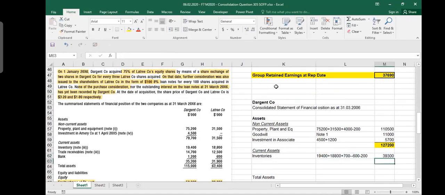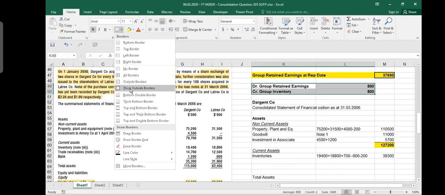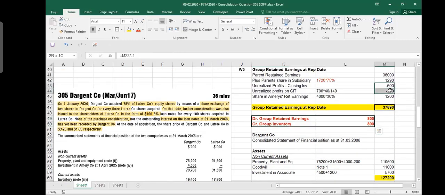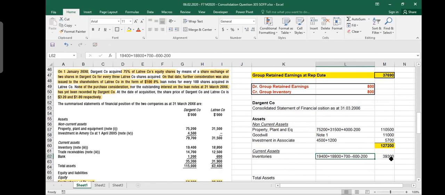By the way, let me tell you the double entry for this closing inventory unrealized profit adjustment. Whatever is the unrealized profit, you say debit group retained earnings, and you say credit group inventory. In our case, it should be 800, like 600 plus 200 here. So you should be reducing the group retained earnings by 800, and you should be reducing the group inventory by 800. Okay, so this is the double entry for group retained earnings and the unrealized profit. We are reducing the profit, and we are reducing the inventory value. So this is how it should be done. So group inventories are done.